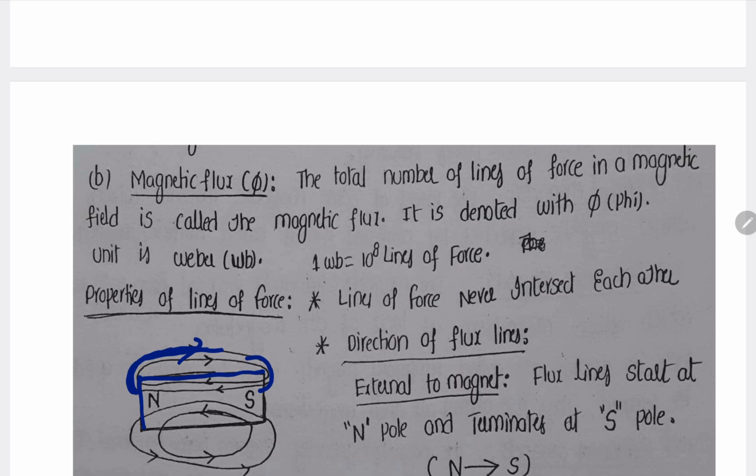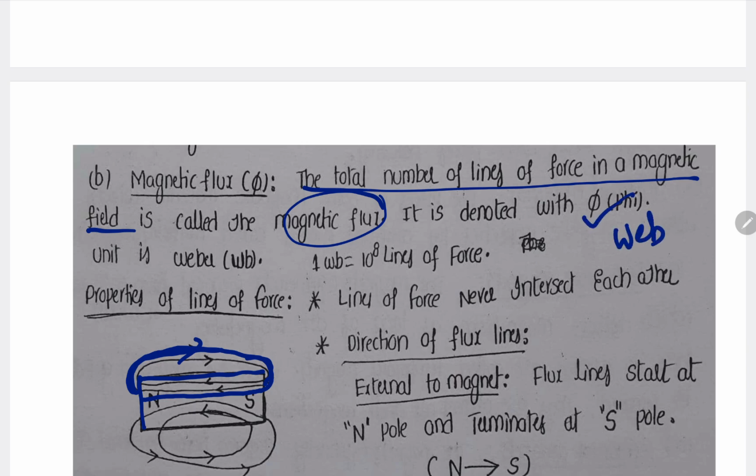Outside the magnet it is flowing from north pole to south pole. Inside the magnet it is flowing from south pole to north pole. The total number of lines of force in a magnetic field is known as flux. It is denoted with phi, and the unit of flux is Weber. 1 Weber means how many lines of force? 10 power 8 lines of force is known as 1 Weber of flux. Direction of the flux we denote as north pole to south pole.